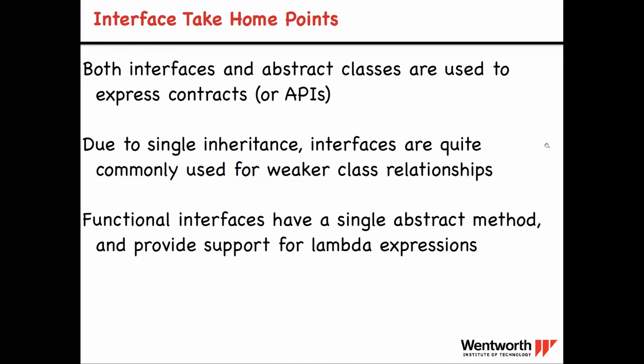So take-home points for interfaces. They express contracts, just like an abstract class. If you implement an interface, you must have the methods that interface contains. Because of single inheritance, interfaces are used for those weaker relationships, and functional interfaces only have one method, and they provide support for those lambda expressions that you just saw, and we will see a lot more of those coming up in the future.